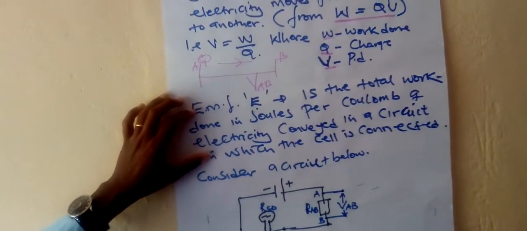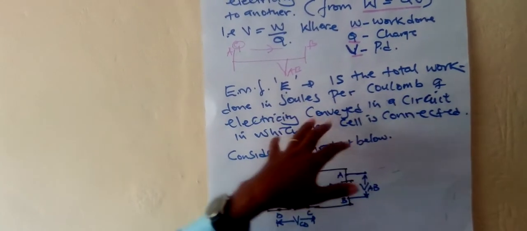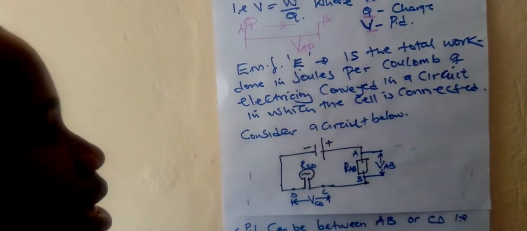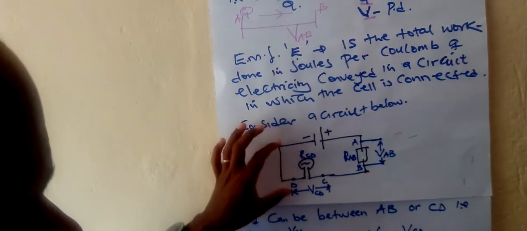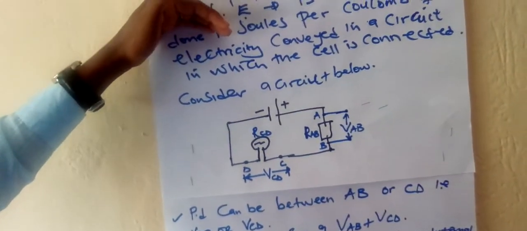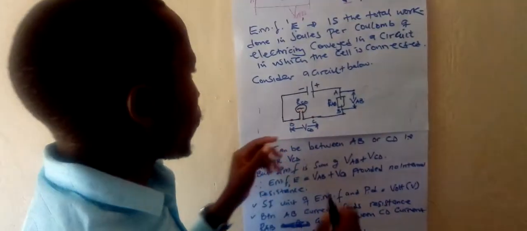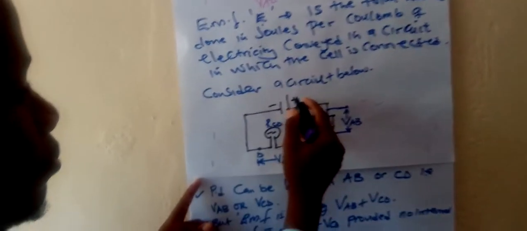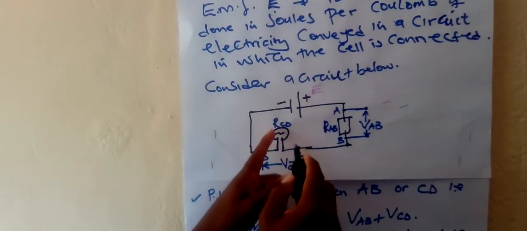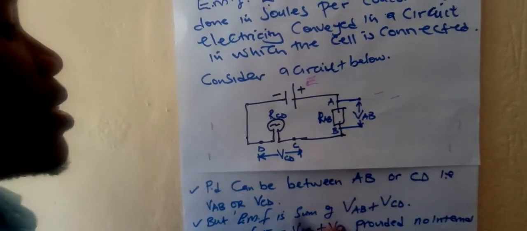Okay, when we talk about EMF we say total work done in joules per coulomb of electricity conveyed in a circuit in which the cell is connected. We look at this basically. We shall be able to explain EMF and differentiate it from PD. Now, when we look at this circuit here, we have a cell of EMF E, and then we connect it to a resistor of resistance RCD, and then we connect it also to a resistor of resistance RAB.